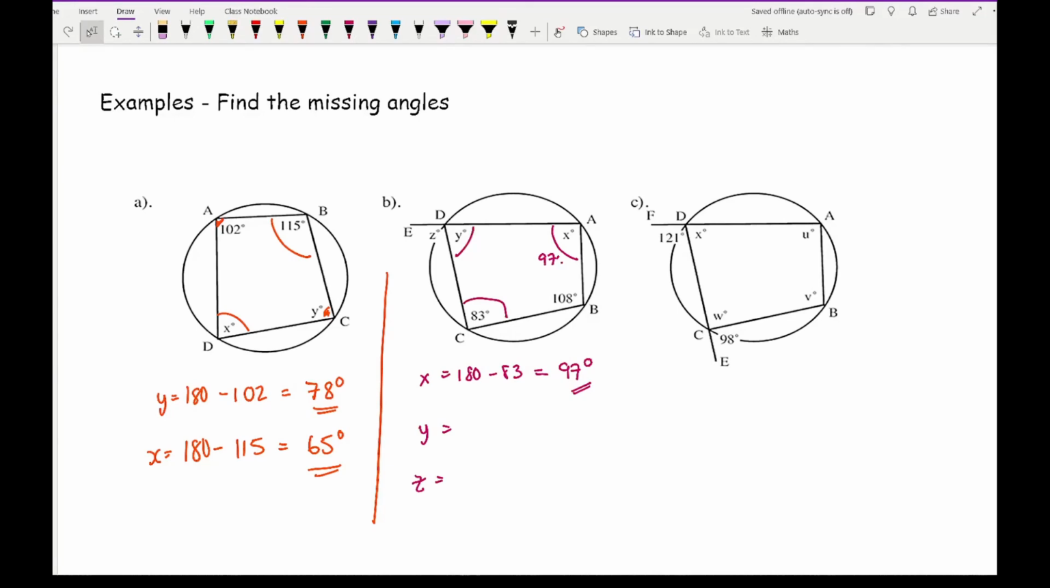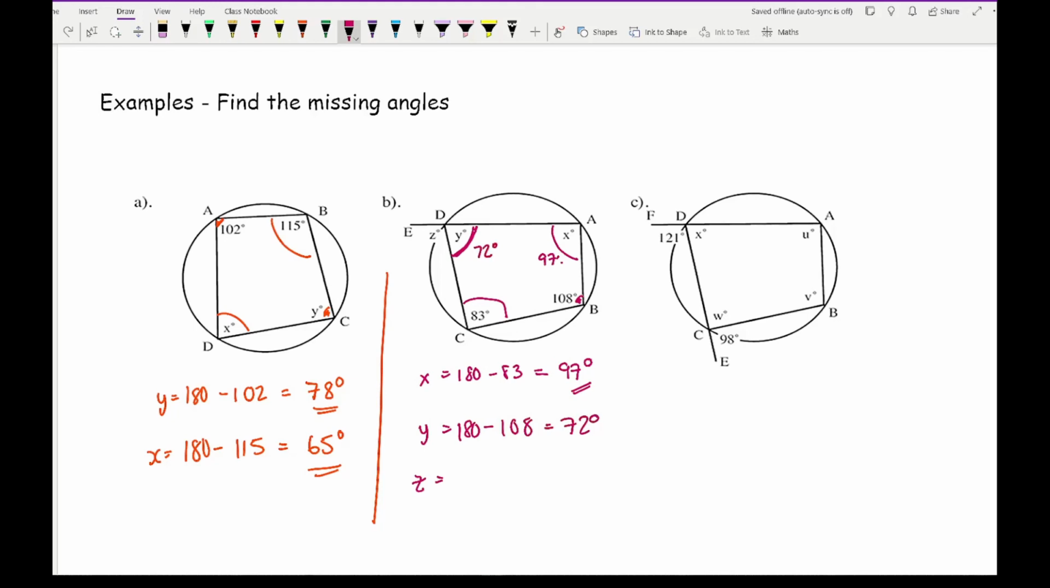Now when working to find out angle Y, there's a couple of rules I can use. I know that angle D, or Y, that I'm trying to find, is opposite the angle of 108. So this angle and this angle here are going to both add up to 180. So it's going to be 180 minus 108, which gives me an answer of 72 degrees.